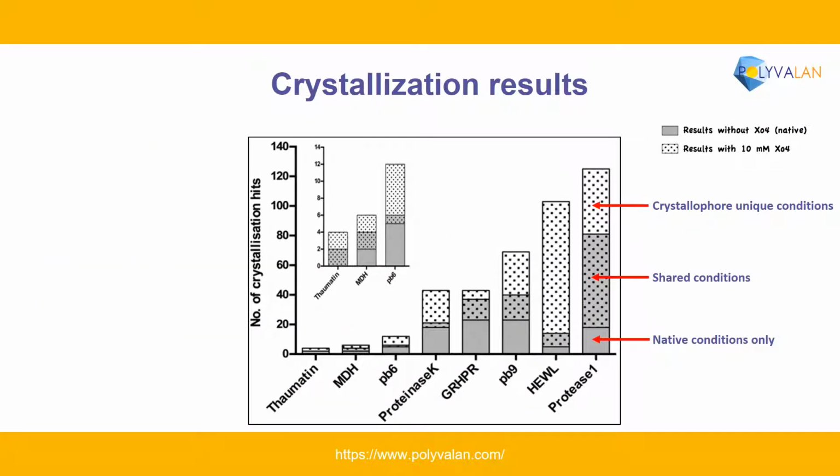Here are the results of our comparative experiments. We have represented the number of conditions leading to crystals for each protein. The hits for the protein without Crystallophore are represented in gray, and the ones obtained with Crystallophore with dots. Consequently, this histogram provides information on the number of hits obtained for the native protein only, on the number of hits that are in common, and you can already see that some hits are unique to the presence of Crystallophore.